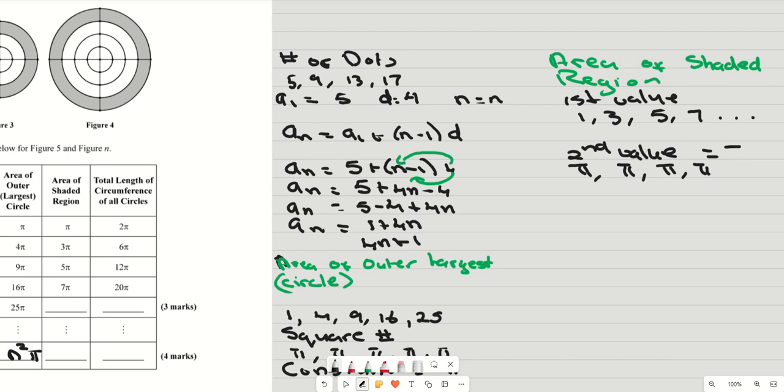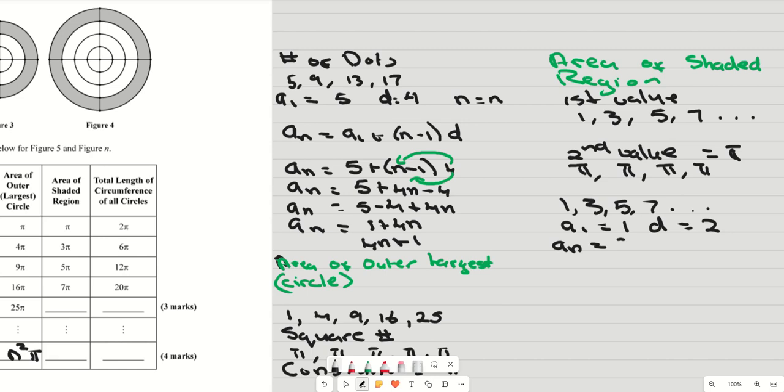So your second value is pi, but your first values have a pattern going on. If you look at this, let's just write it back: 1, 3, 5, 7, dot, dot, dot. We know a1, which is your first value, is 1. Your difference is actually equal to 2 because 3 minus 1 is 2, 5 minus 3 is 2, and 7 minus 5 is 2.